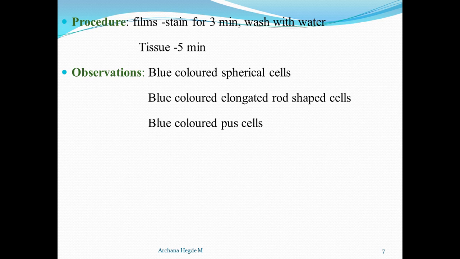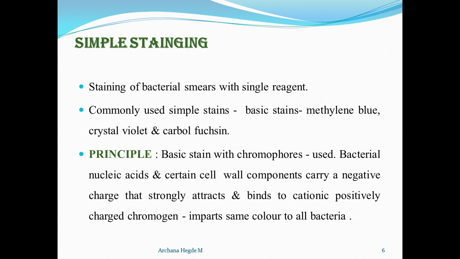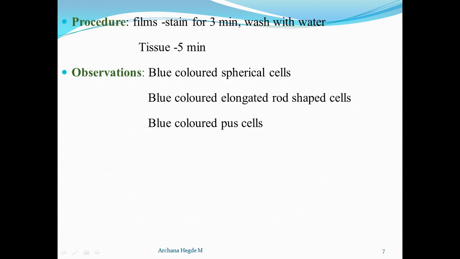Procedure: take a slide, take a loopful of culture and smear it over the slide, stain it for 3 minutes, wash with water and dry. For tissues, it takes 5 minutes. Your observations are that blue colored cells are spherical. Blue colored cells which are elongated and rod shaped are bacilli. Why this blue color here? Because we are using a simple stain called methylene blue, which tends to give a blue color.